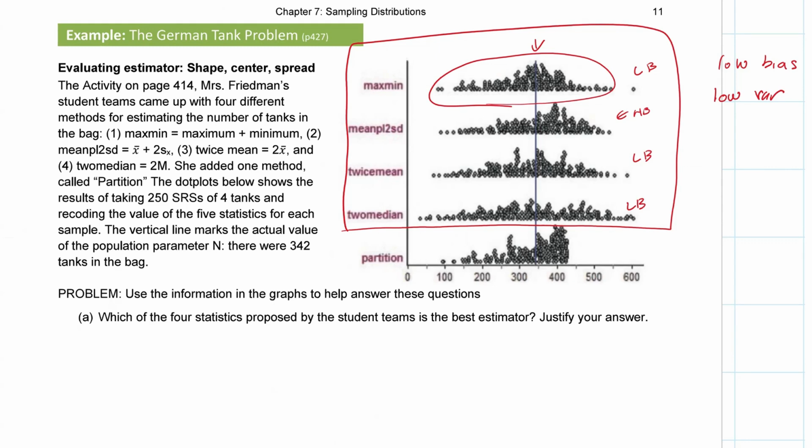Now, that's one way to do it. What's another way of doing it? Well, partition is the one that it was actually used in World War II. And as you can see, it has low bias. Sorry, the major clumps here is pulled toward the tail. This ends up being really close to the true mean. And of all those techniques, it has the lowest variability.